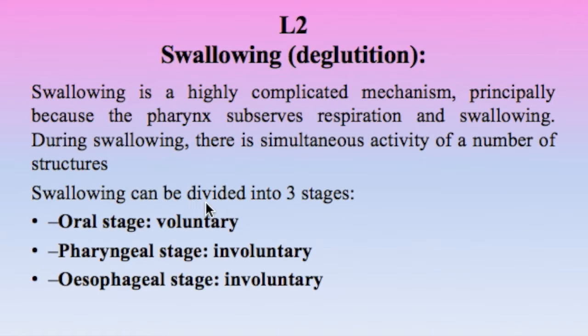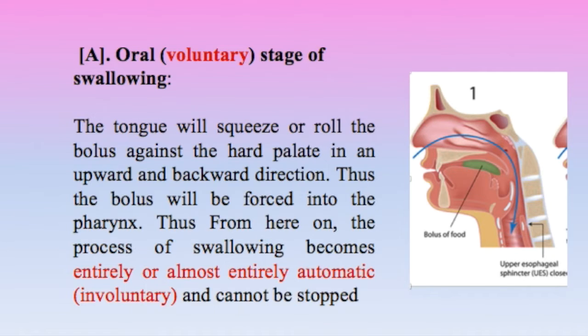Swallowing can be divided into three stages. The first stage, the oral stage, is a voluntary stage, while the other two stages are involuntary. We will start with the oral voluntary stage, and the main actor of this stage is the tongue, which squeezes the food particle against the hard palate in an upward and backward direction, so the bolus of food is forced into the pharynx. Once it is in the pharynx, the process becomes automatic and involuntary and cannot be stopped.